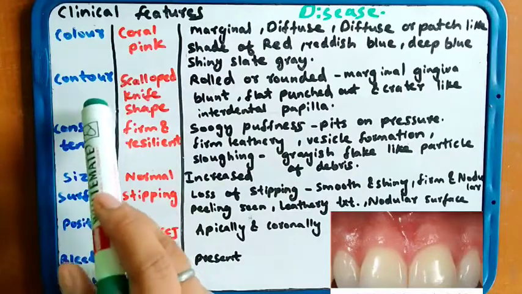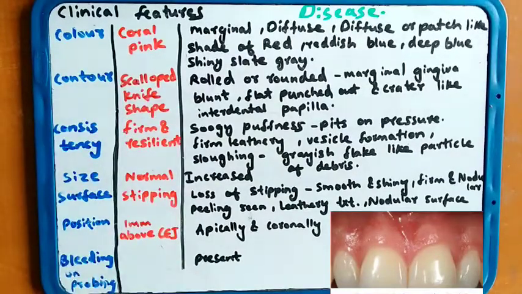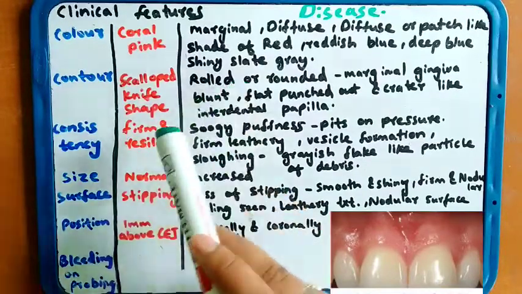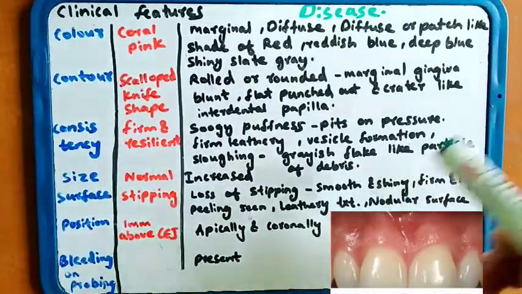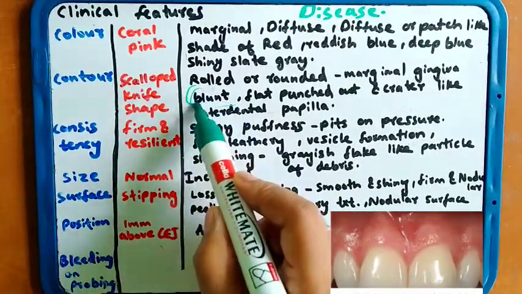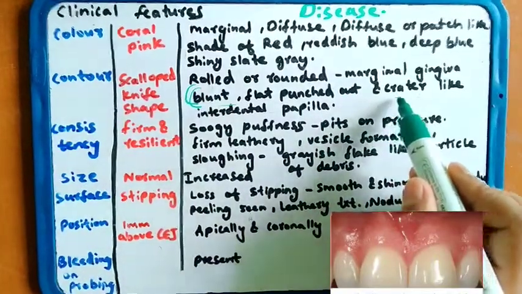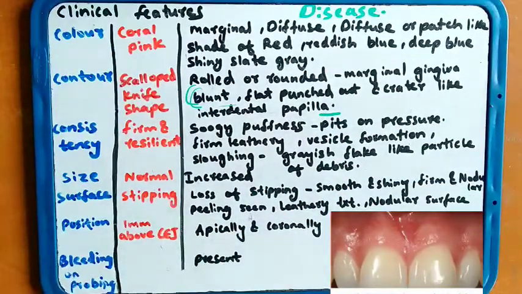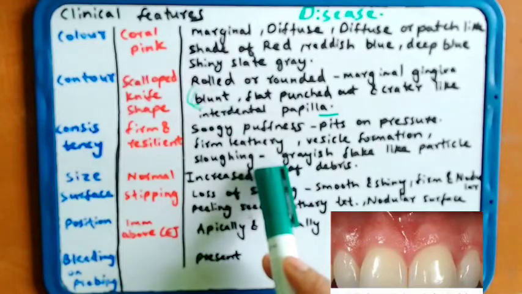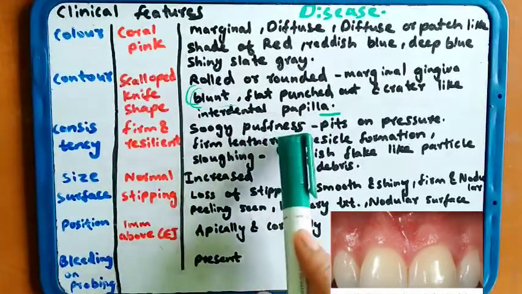The contour of healthy gingiva is scalloped and knife-edged, as you can see in the picture. In disease, the gingival contour becomes rolled or rounded in the marginal area, and blunt, flat, punched out and crater-like in the interdental papilla. The consistency of the gingiva is firm and resilient. In disease, the consistency becomes soft, with a soggy puffiness.